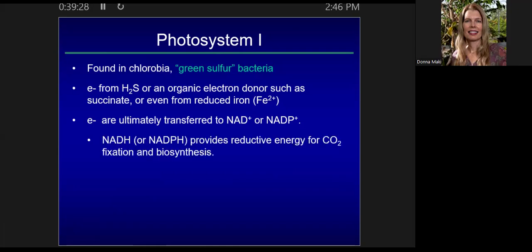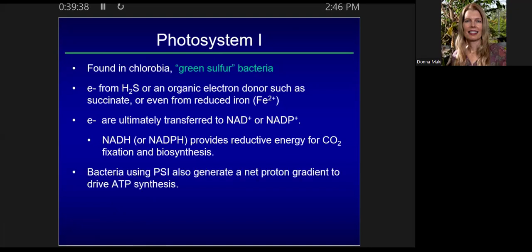And that's good because it's a reducing chemical. It's an electron carrier, that's good. They also, as the electron transport chain is going, have the ability to create a proton gradient. So they link that to a proton gradient, which then gets you your ATP.